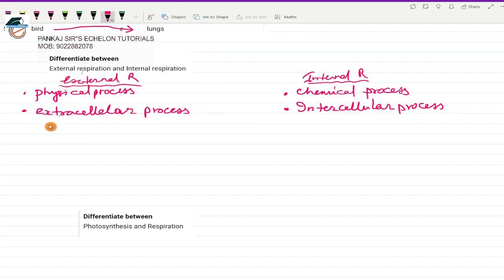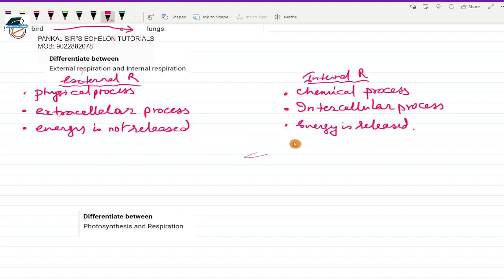All right, now in external respiration, energy is not released, but in internal respiration, energy is released. Okay, so these are the 3 points of difference. And if you want more points, you can add many more points, but 3 is more than enough, right?